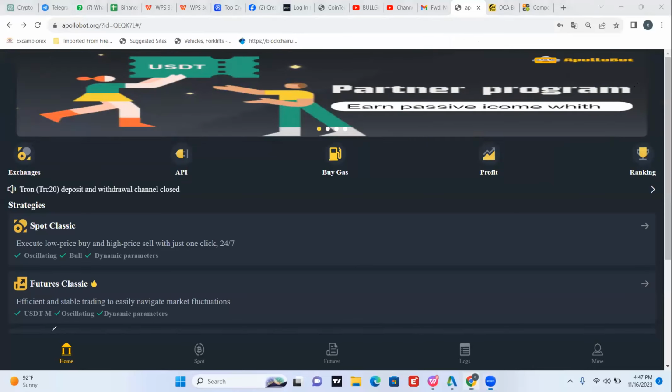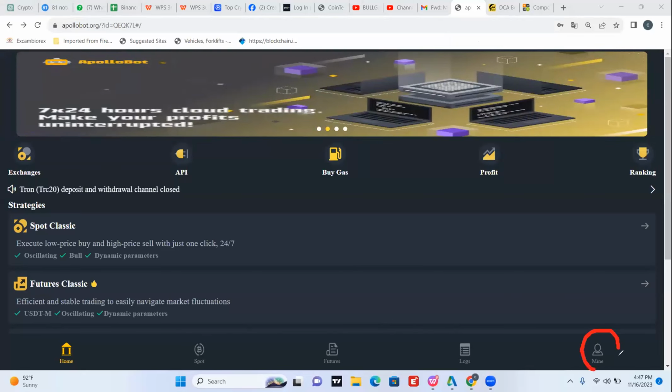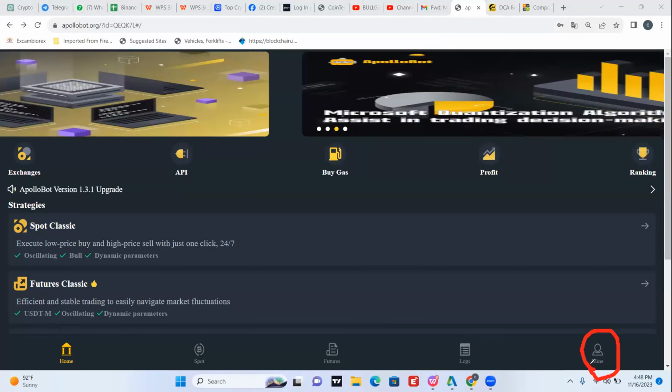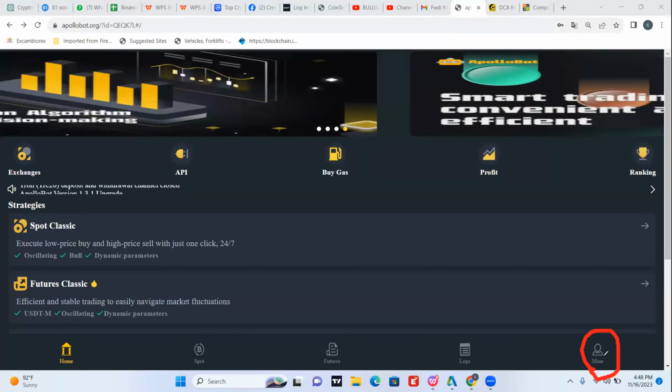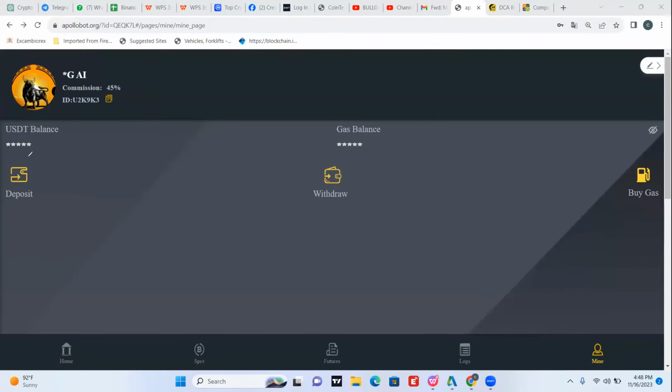It's easy. Come to your robot, come to the bottom here. You see this icon called mine, at the bottom right corner of your ApolloBot. You tap on mine, then you let it open. Good. When you tap on mine, next you tap on deposit. Here you see deposit, so you tap on that.